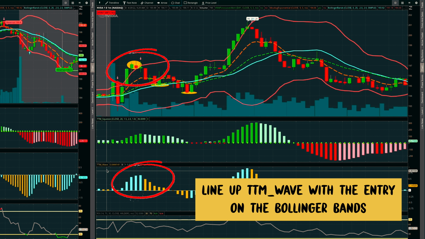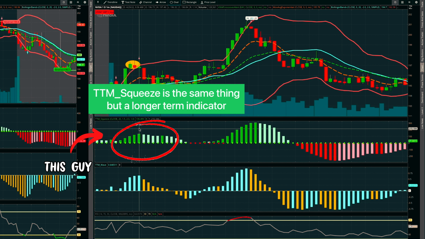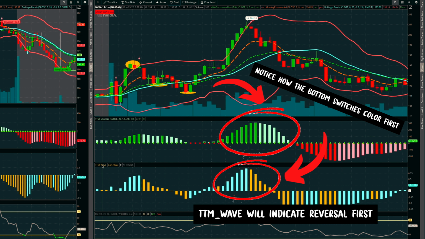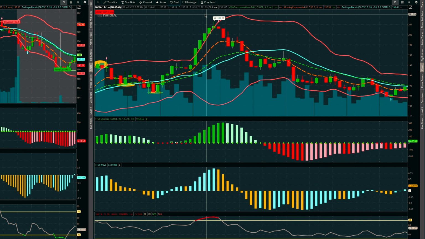Okay, so the TTM Wave is just a shorter term momentum indicator. The TTM Squeeze is a longer term momentum indicator. And so they'll tell you the same thing, but the TTM Wave will be the first one to indicate a sign of reversal, and a sign of momentum switch. So as you can see, another example is going to be right here.